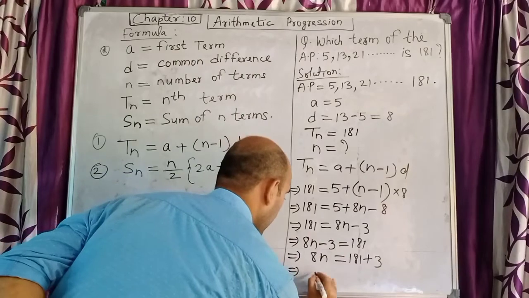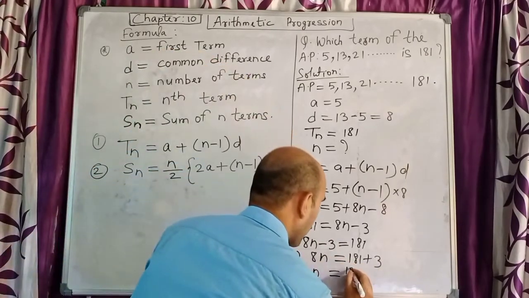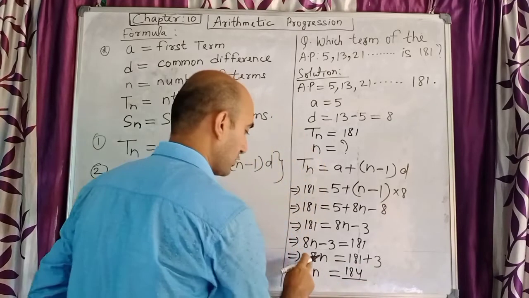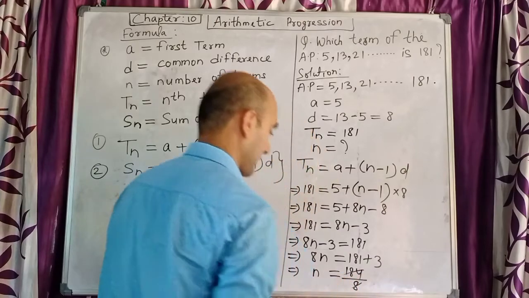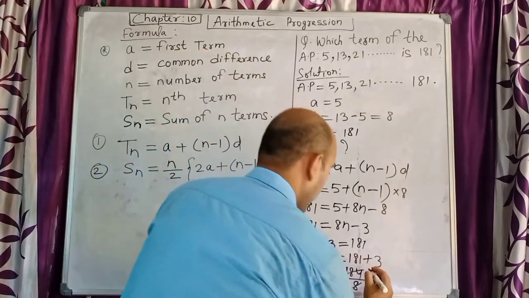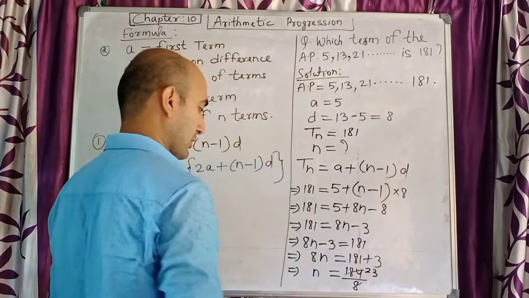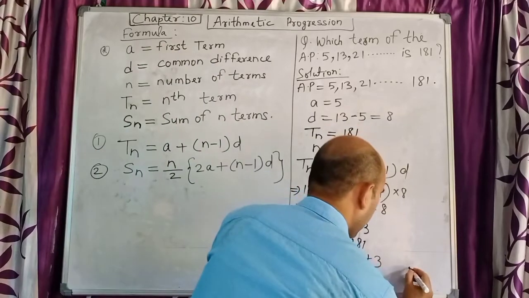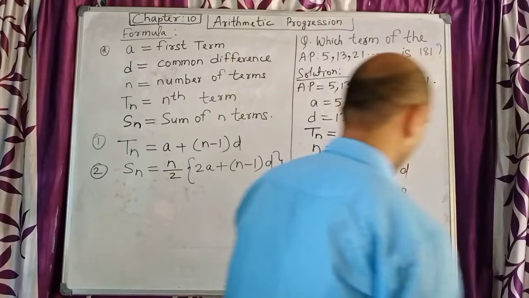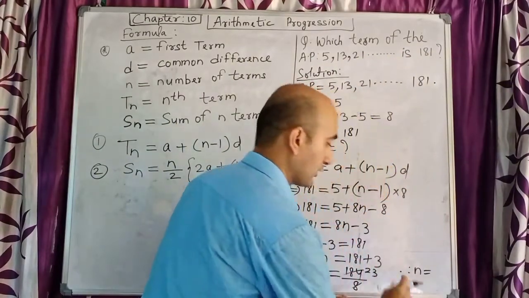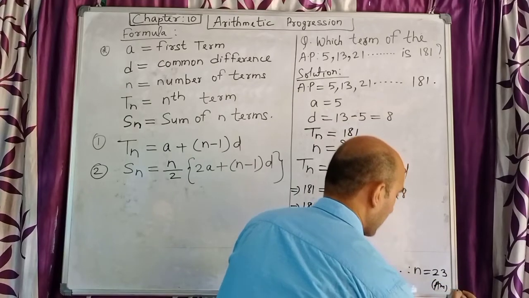Next, if you make n alone, then 181 and 3 you add, it will be 184, and 184 will be divided by whom? 8. When you cancel 184 by 8, your result will be 8 2s are 16 and 8 3s are 24. So finally the value of n is 23. This is our answer.